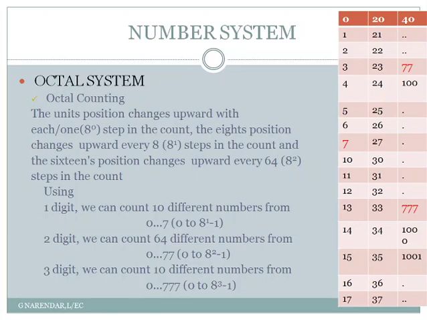So you can observe a few points here. With one digit we can count 8 different numbers. Something is written mistakenly as 10 different. So with one digit we can count 8 different numbers from 0 to 7, and with two digits we can count 64 numbers, starting from 0 to 77, which I can say is 0 to 8 power 2 minus 1, where 8 power 2 is 64.